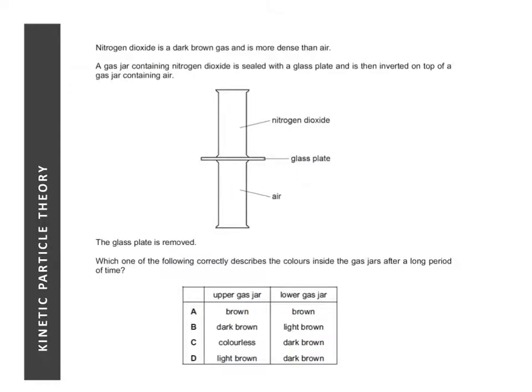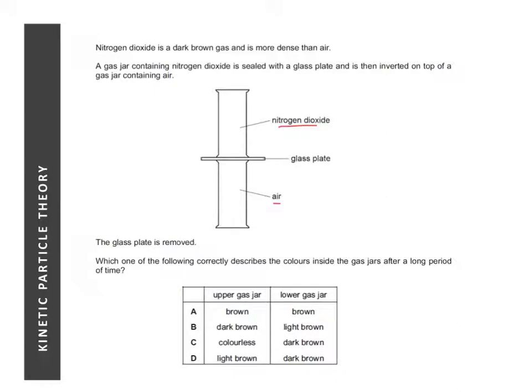So let's take a look at this question here. We have two different gases: nitrogen dioxide in a gas jar on top, and air contained in a gas jar at the bottom. At the start, the two gas jars are separated by a glass plate, so the two gases cannot mix. But then the glass plate is removed, and the question is asking what would be the observation in both jars after a long period of time.